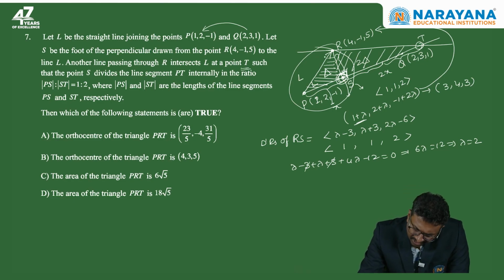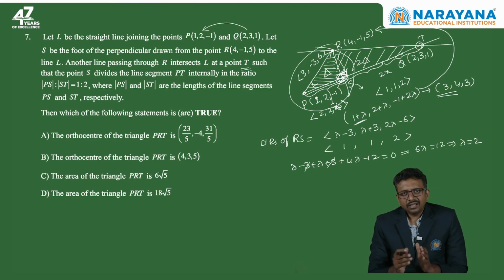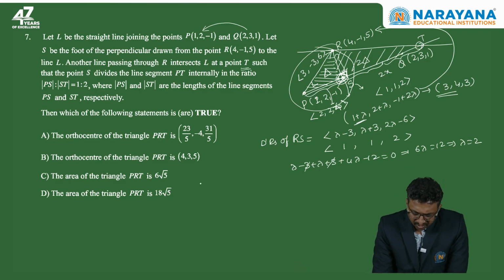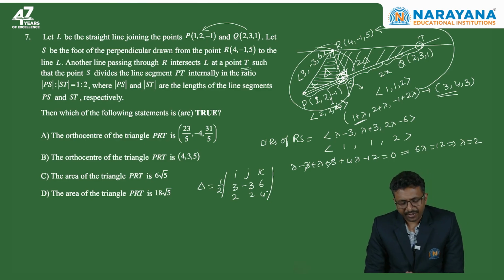The vector PR is 4 minus 1, 3, minus 1 minus 2, minus 3, 5 plus 1, 6. And the vector PS, you have this as S, so if you subtract, you'll have 2, 2, 4. Those are the components of vector PS. So delta is equal to half of the determinant with IJK, 3, minus 3, 6, and 2, 2, 4. So I'm going for the cross product.